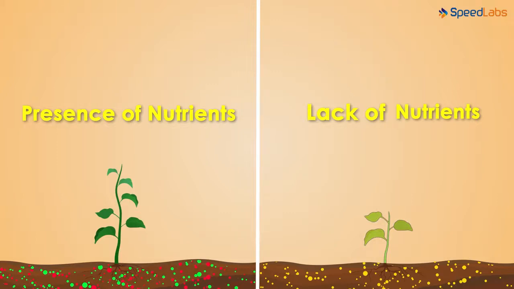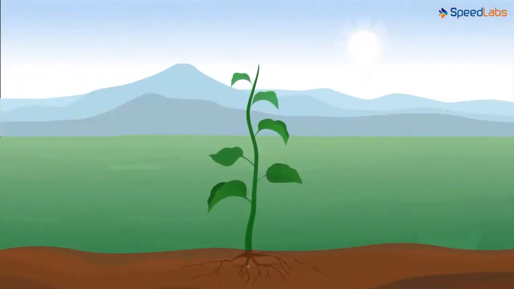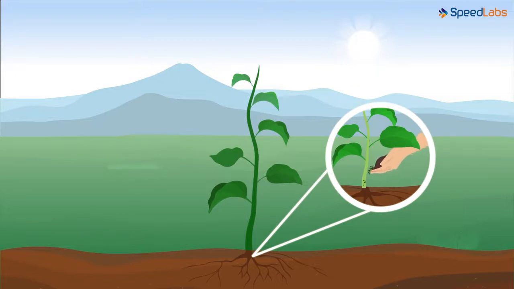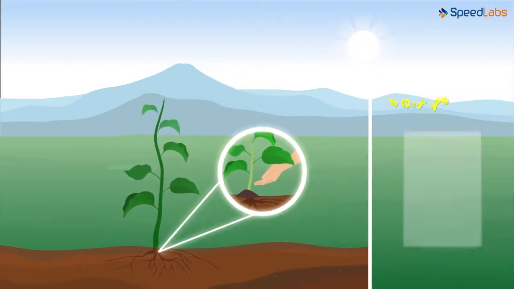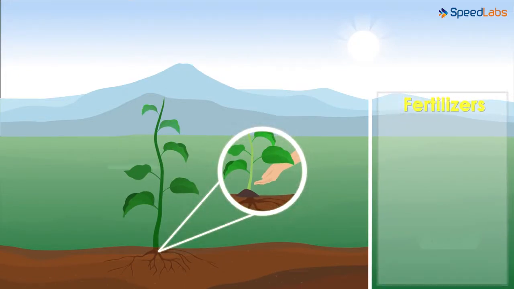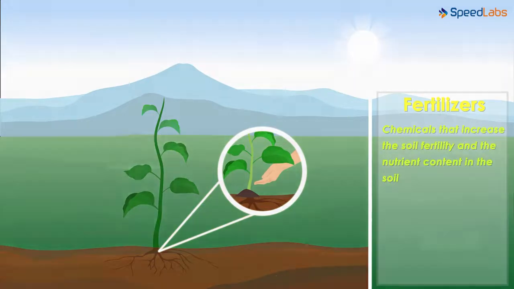Now tell me, are all these nutrients available in the soil? Well, sometimes they're not. In that case, we can add them artificially. What do we call them then? These are called fertilizers. In simple words, fertilizers are chemicals that increase the soil fertility and the nutrient content in the soil.